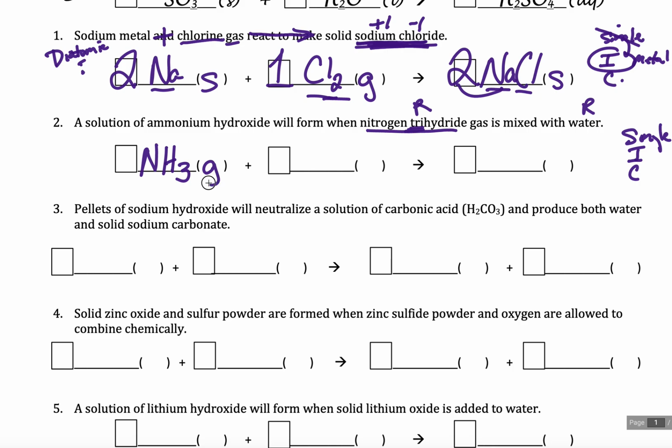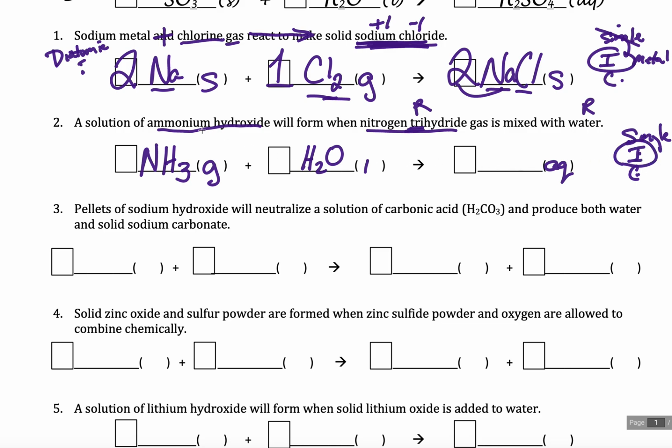Nitrogen trihydride gas is mixed with water. You all know the formula for water. It's a liquid unless you're told it's water vapor. And then it makes a solution of ammonium hydroxide. So we know it's a solution, aq. Ammonium hydroxide. Is that a single element, ionic or covalent? Well, it's certainly not a single element. Is it ionic or covalent? Well, it can't be covalent because I don't see any prefixes. Plus, I see 2 ions. Ammonium and hydroxide are both ions, so it has to be ionic.